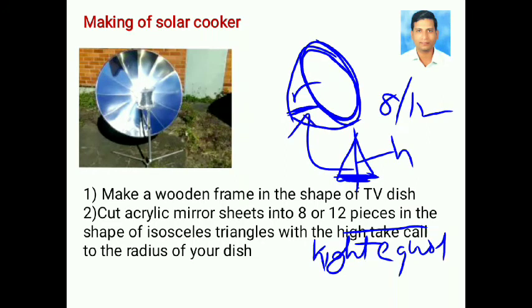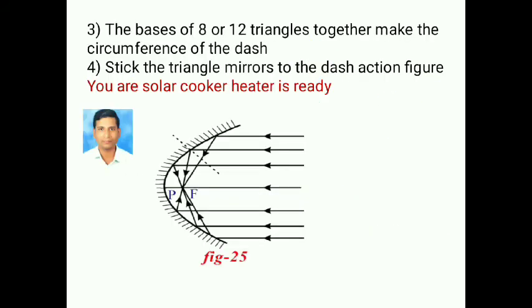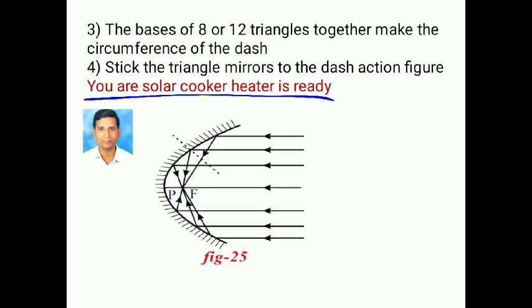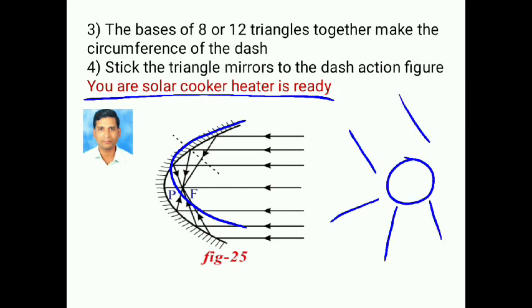Stick these triangle mirrors to the dish as shown in the figure. Your solar cooker is ready. Arrange it so that the concave part faces towards the sun. Find its focal point and place a vessel at that point. The vessel gets heated enough to cook rice.